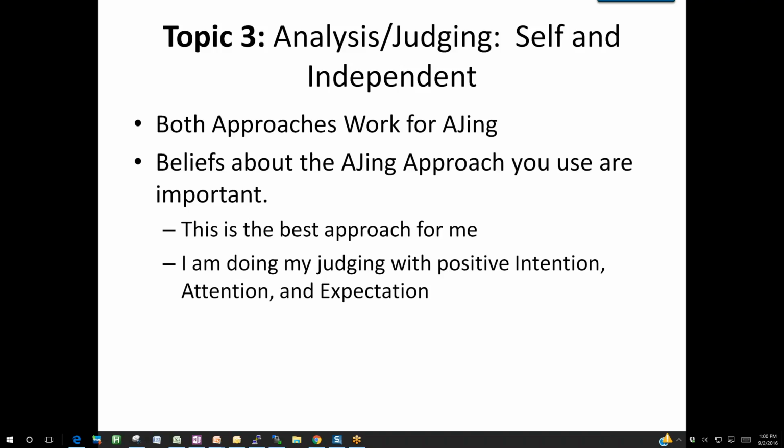Okay, let's now move on to the analysis judging. And it's really important to understand that this is an entirely different session. It started out historically where it would be done independently.